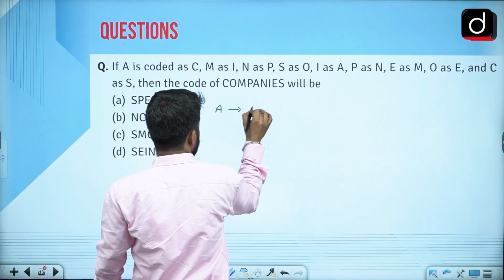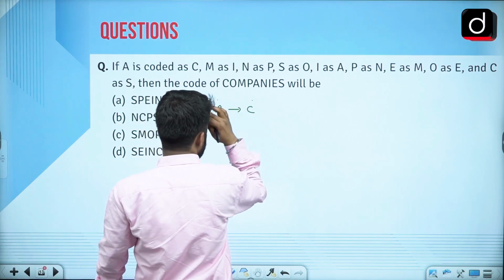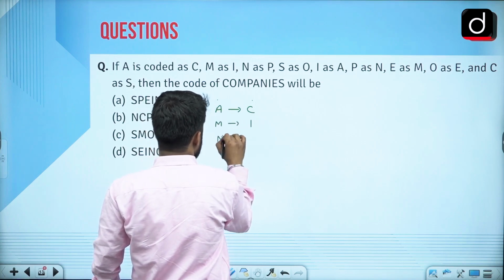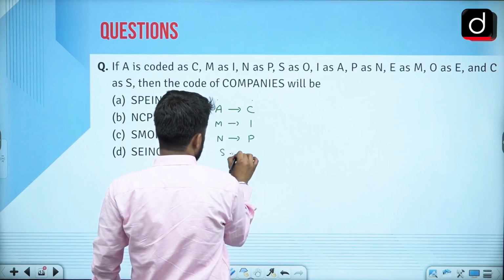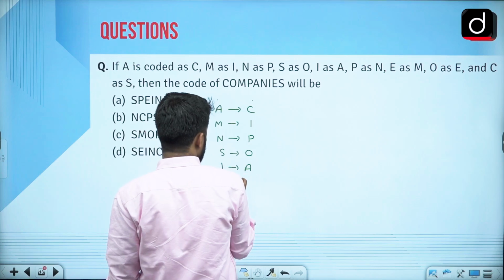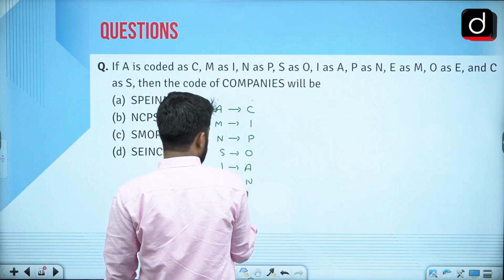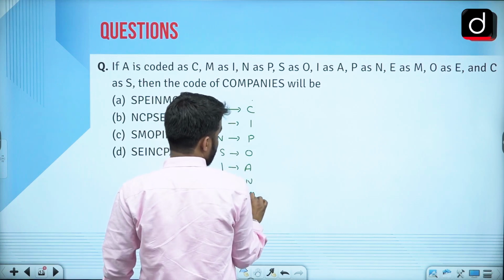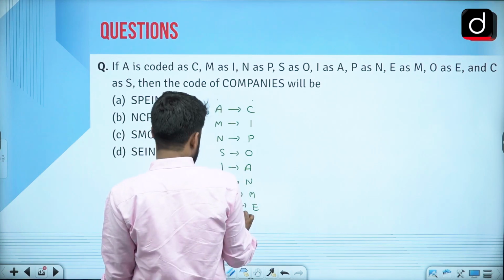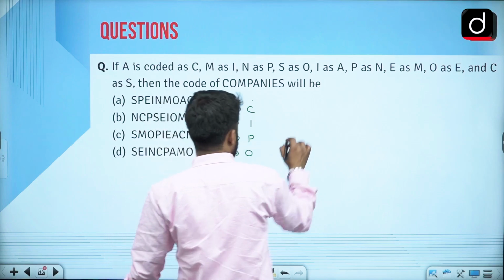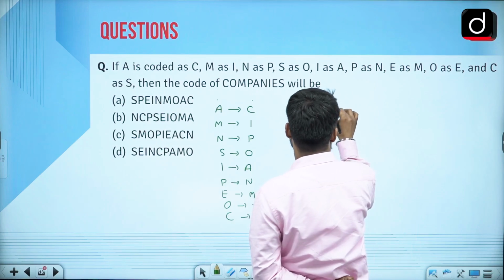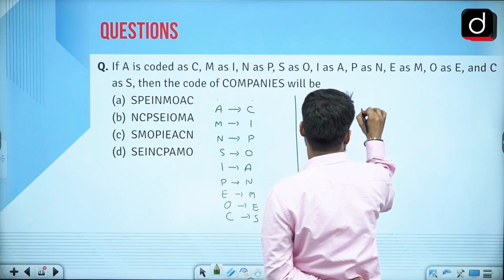Let's write like this. A is coded as C. This is the word, this is the code. On the right side, we have the code. M as I, N as P, S as O, I as A, P as N, E as M, O as E, and C as S. Based on these codes, we have to see what was the code for the word companies.